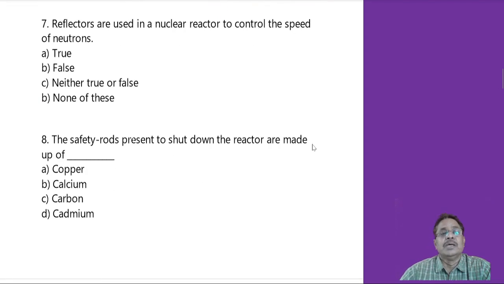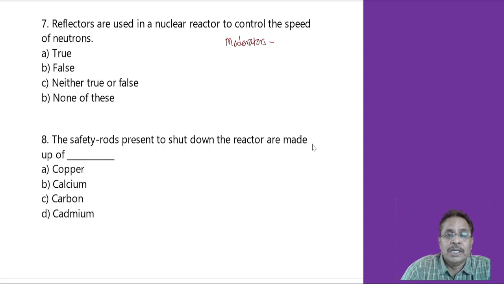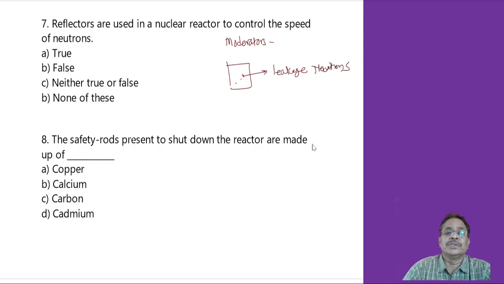Then question 7. Another important component, called reflectors, are used in a nuclear reactor to control the speed of the neutrons. Earlier we have seen this work is actually done by moderators, which slow down the fast moving neutrons. Reflectors do something very important: from the core, if some neutrons are generated and are given out, this is called neutron leakage, and once they leak out, these neutrons are not available for further fission. So these neutrons can be reflected back into the core again by these materials, that is, reflectors.